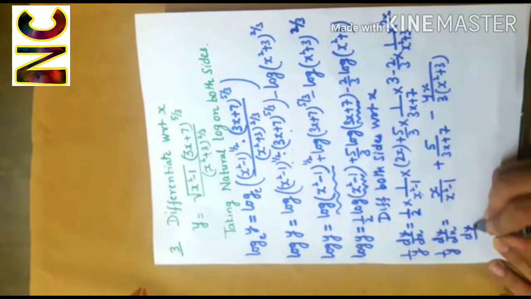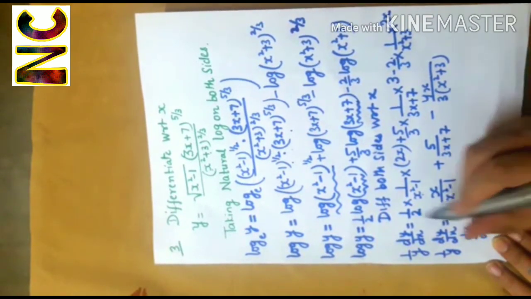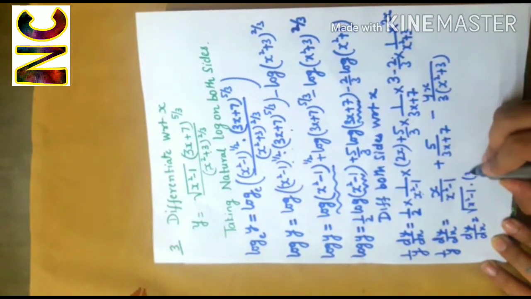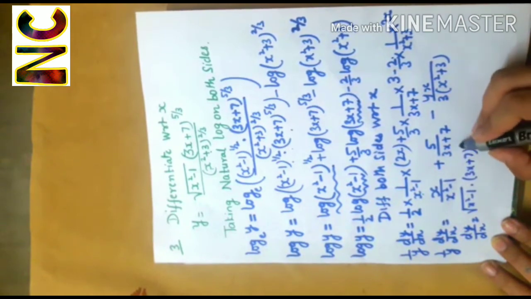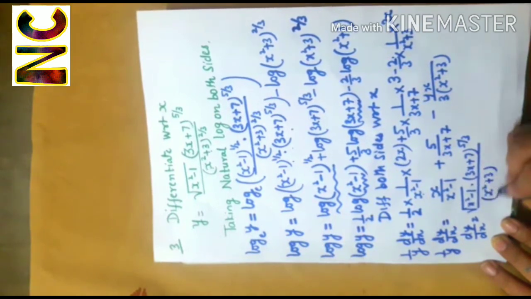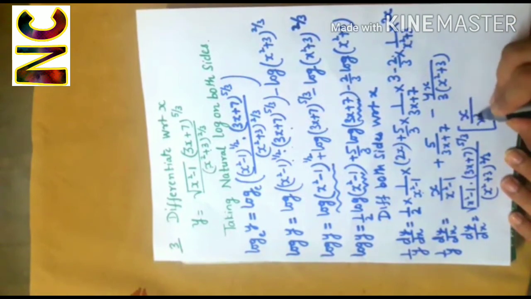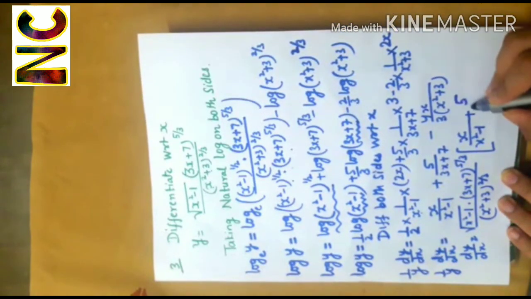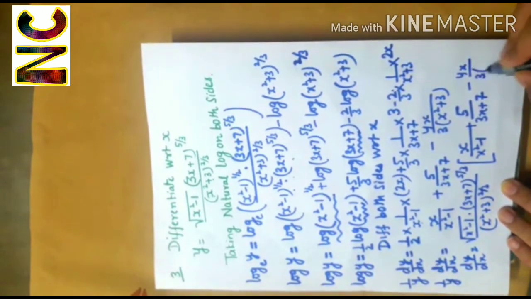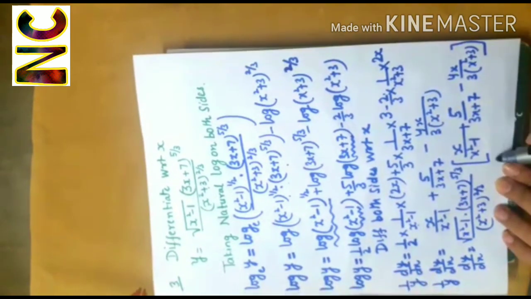So from here dy by dx is y into, and what is y? It's x square minus 1 into 3x plus 7 whole raised to the power 5 by 3 over x square plus 3 raised to the power 2 by 3, into x over x square minus 1 plus 5 over 3x plus 7 minus 4x over 3 into x square plus 3. This is the value of dy by dx.